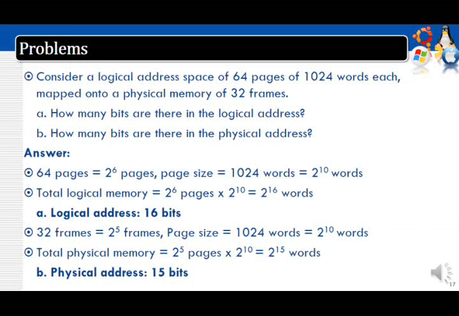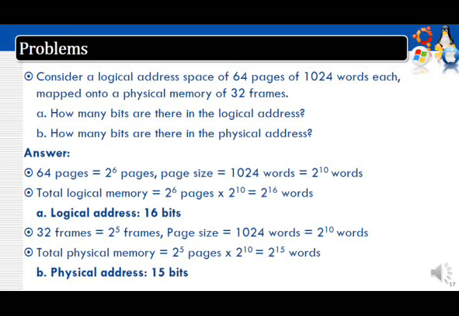So look at the question. It is given that the logical address space is 64 pages. That is, the total number of pages is 64 and the capacity of each page is 1024 words, which means that in each page I can store 1024 words. Likewise, I am having 64 pages. So the total capacity will be the number of pages into 1024. Here the number of pages is 64. 64 when represented in powers of 2 is 2 power 6. Likewise 1024 when represented in powers of 2 is 2 power 10. So the total capacity of the logical memory is the number of pages into the size of each page. So 2 power 6 into 2 power 10, which is equal to 2 power 16.